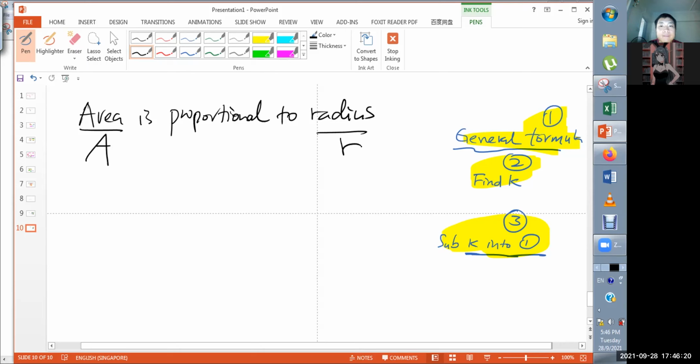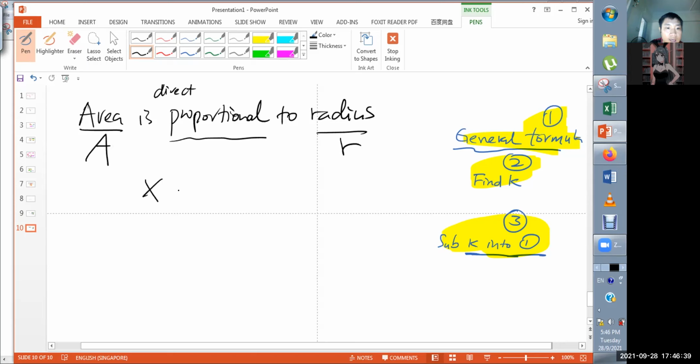Is it directly proportional or is it inversely? Usually when they say proportional, it is directly proportional. Yes, so it's directly proportional. Then it's X equals to YK.